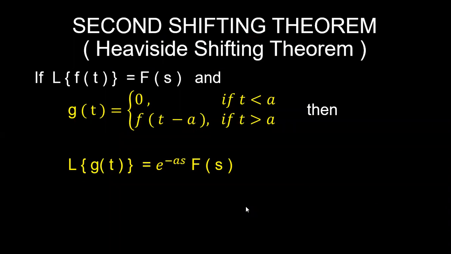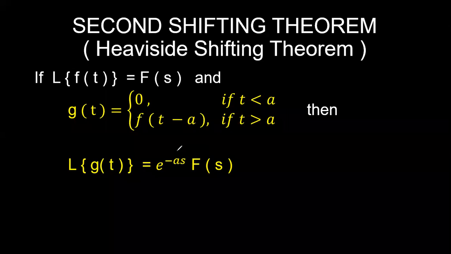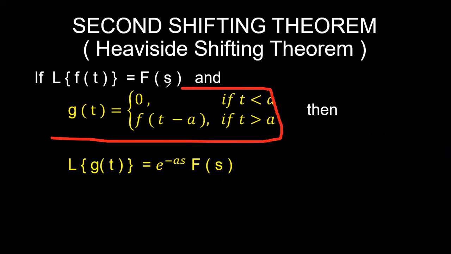So you just have to get the equation represented in this form. Here the function should be in the f of t minus a form.